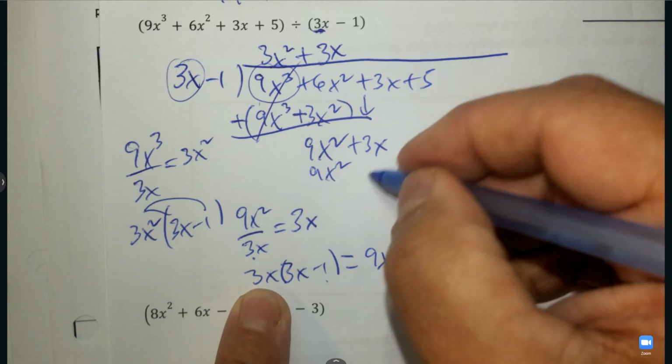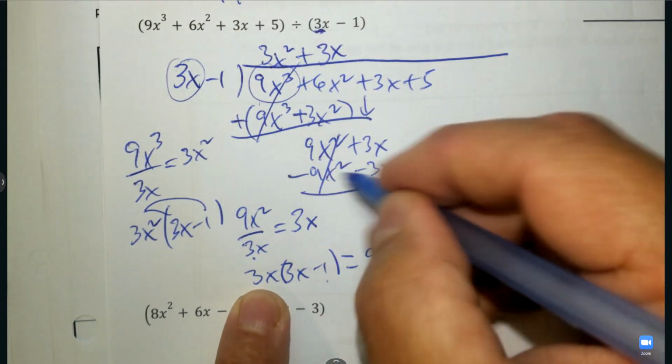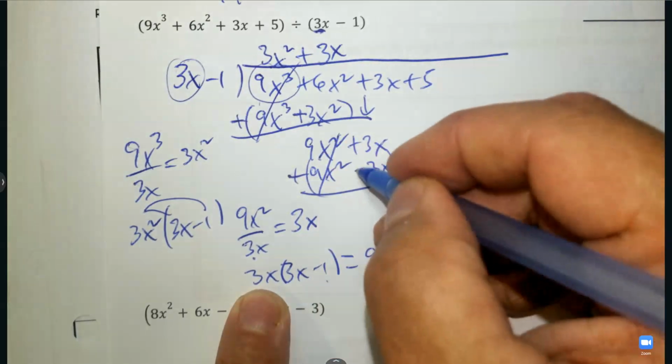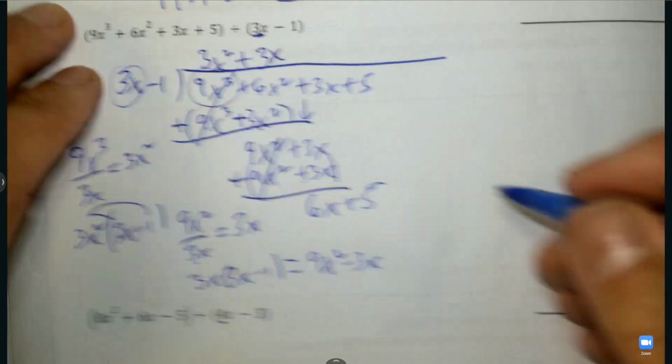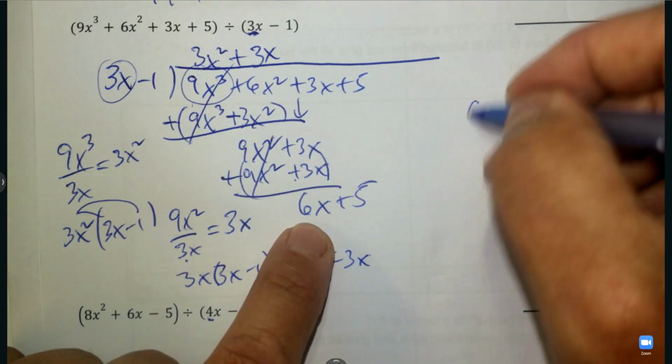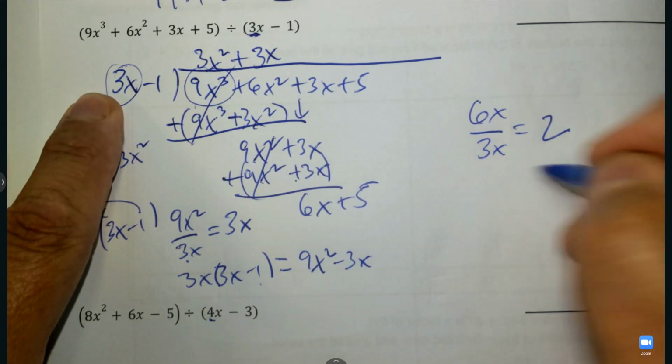So 9x squared minus 3x. Again, be careful of subtracting. When you subtract a negative, that means you're adding. So this is really adding. That's 6. Bring down the 5, and then we're almost done. I'll do that over here. So we have 6x divided by 3x. So 6 divided by 3, the x's cross out.